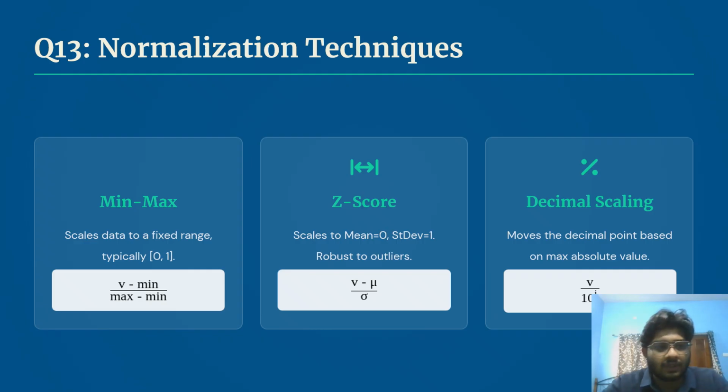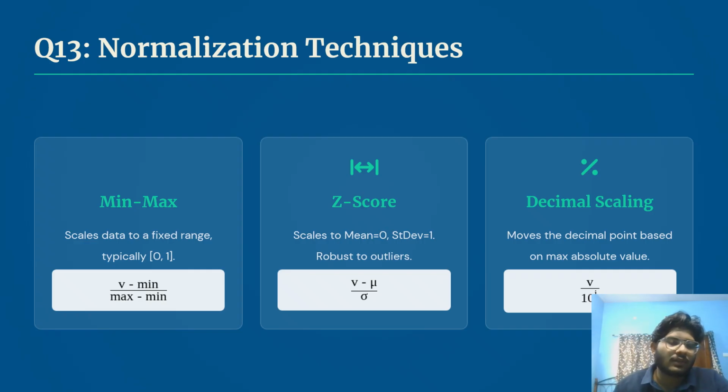Now, question number 13, normalization techniques. Normalization is vital because it makes features with widely different ranges comparable. Think of it as converting currency. We need a formula to standardize the values. So we have three main techniques. The first one is min-max.